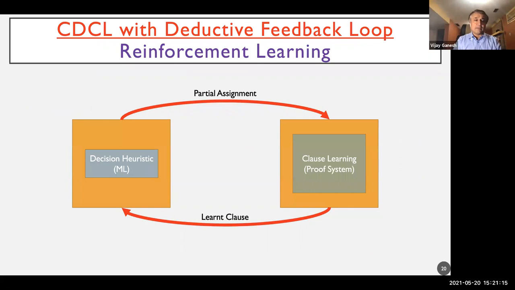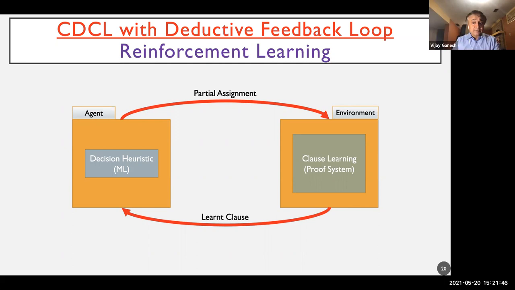So in reinforcement learning, you have agents that are interacting with environments and learning through that interaction. So in this setting, what we have is a decision heuristic, a branching heuristic that chooses a variable. It's like a student that is trying to solve a problem. It's the agent. And it's just going on and setting variables to various values. When it gets stuck with a partial assignment that is not satisfying for the formula, it goes to a teacher, which is in this case, a deductive system, a closed learning system.